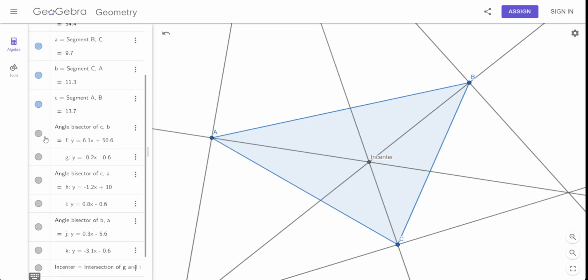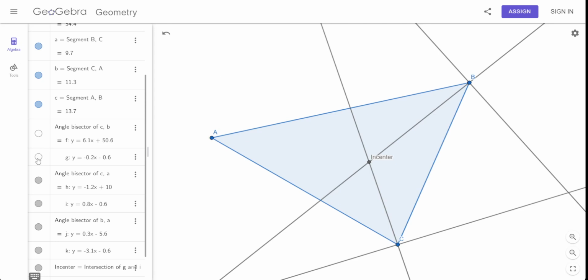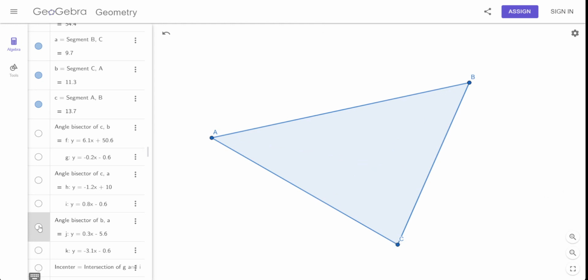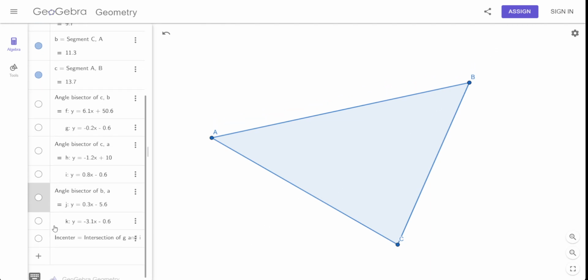I think if I unclick these things, it'll get rid of them. Yeah. Now it's starting to look a little better. Get rid of that. Uh-oh. I got rid of my point. Where was my point? This one? No. Oh, there it is right there. Incenter. All right. So I didn't want to get rid of the incenter. I want to keep the incenter there.